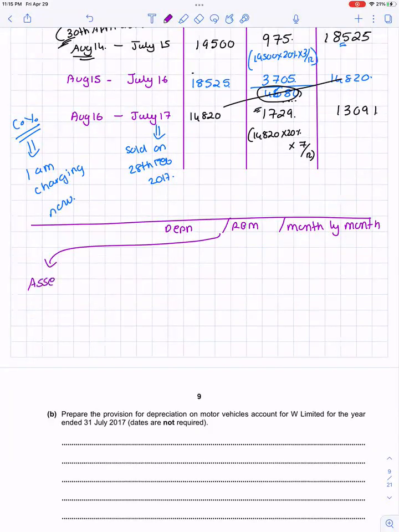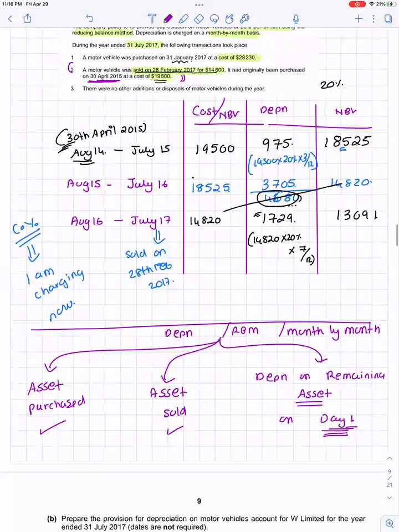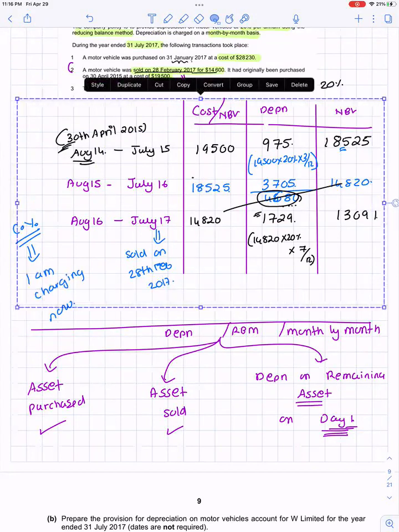Depreciation on assets purchased separately. Did I calculate this? Yeah. Depreciation on assets sold separately. Did I calculate this? Yes. Third is depreciation on remaining assets separately. But I want the remaining assets how? On day 1.